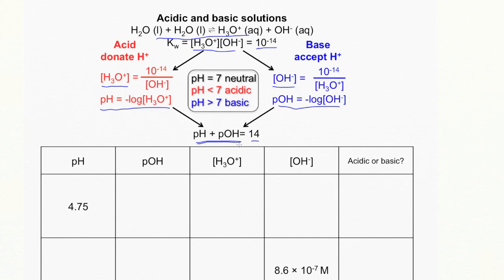And then how do we define whether a solution is acidic or basic or neutral? Then you have to take a look at the pH value. If pH value is 7, neutral solution. If pH value is less than 7, acidic. If pH value is higher than 7, it's basic. Okay, so this is a concept map we constructed.